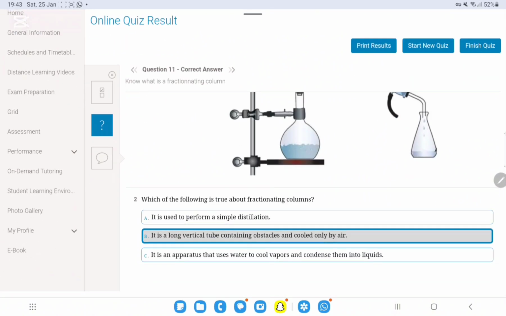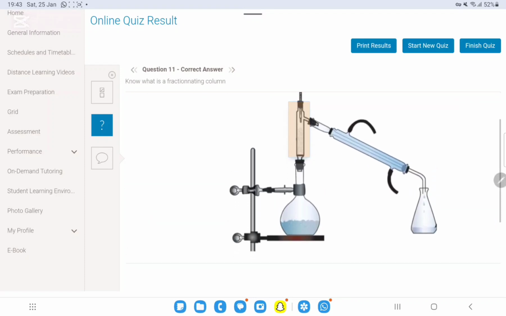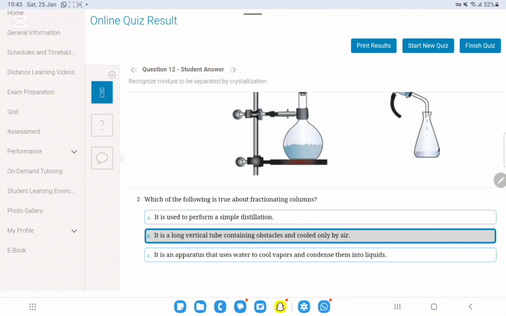Which of the following is true about fractionating columns? It is used to perform simple distillation. No, it's used for fractional distillation and only fractional distillation. It is a long vertical tube containing obstacles and cooled only by air. Yeah, as we said, it doesn't have any water in it. It's just cooled by air. It is an apparatus that uses water to cool vapors and condense them. No, it doesn't use water.